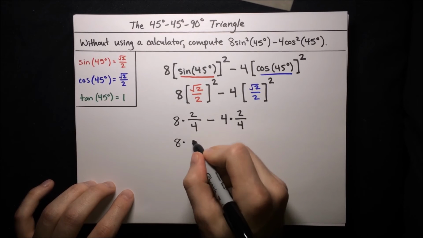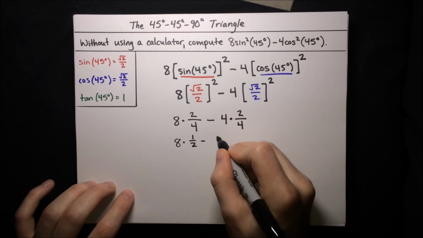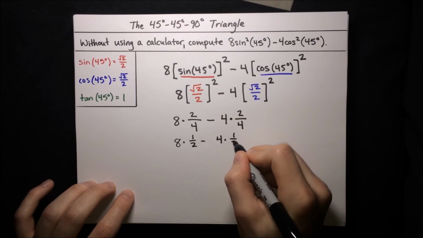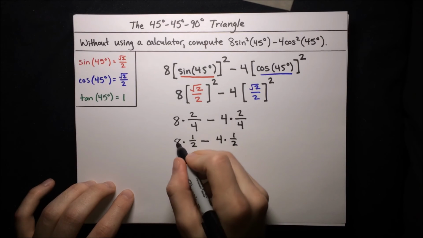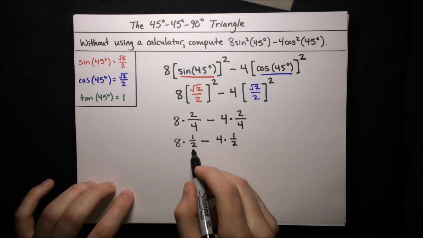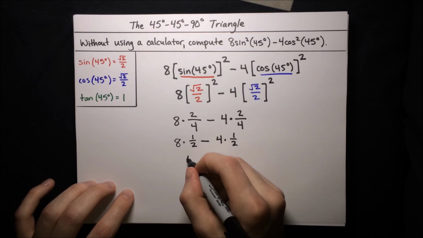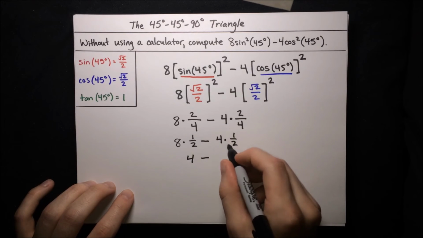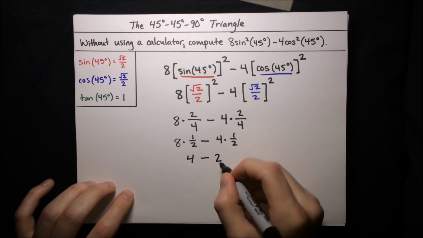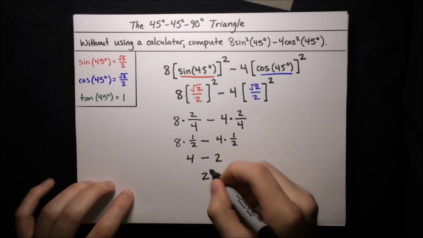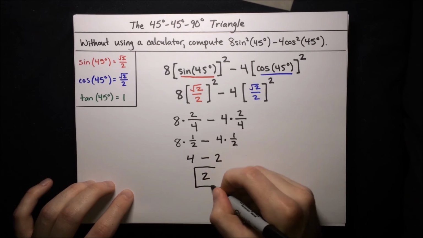So this is 8 times a half minus 4 times a half, and we can cancel. So 8 times a half is 8 divided by 2, so that's just 4. Then minus 4 divided by 2, that's just 2. So 4 minus 2, that's just 2. And that's what our expression comes out to.